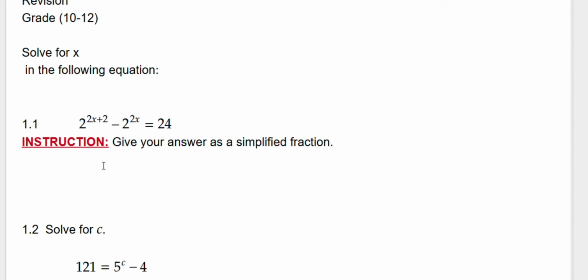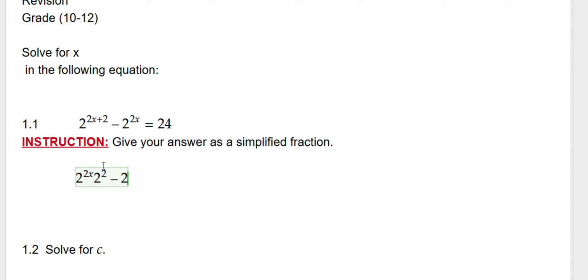So now we need to start with simplifying 2 to the power 2x plus 2. That is the same as 2 to the power 2x times 2 to the power 2, minus 2 to the power 2x, is equal to 24. Now we need to take out the common factor, which is 2 to the power x. So the remaining one is 2 to the power 2 minus 1 is equal to 24.